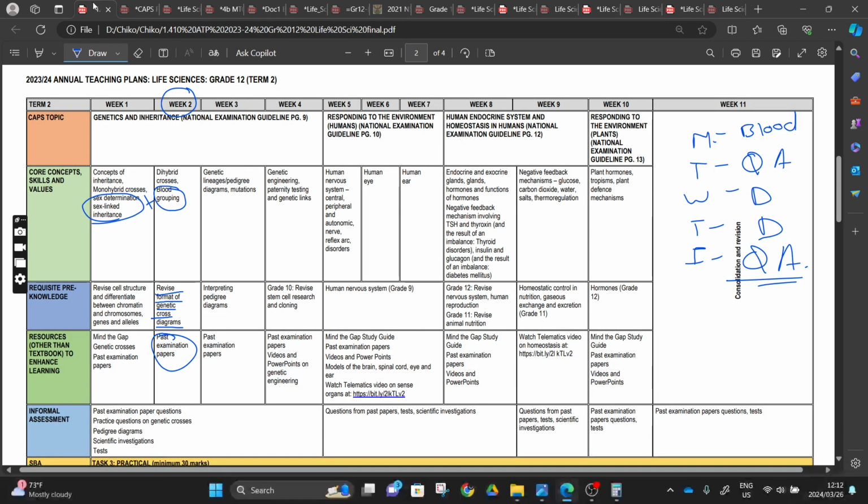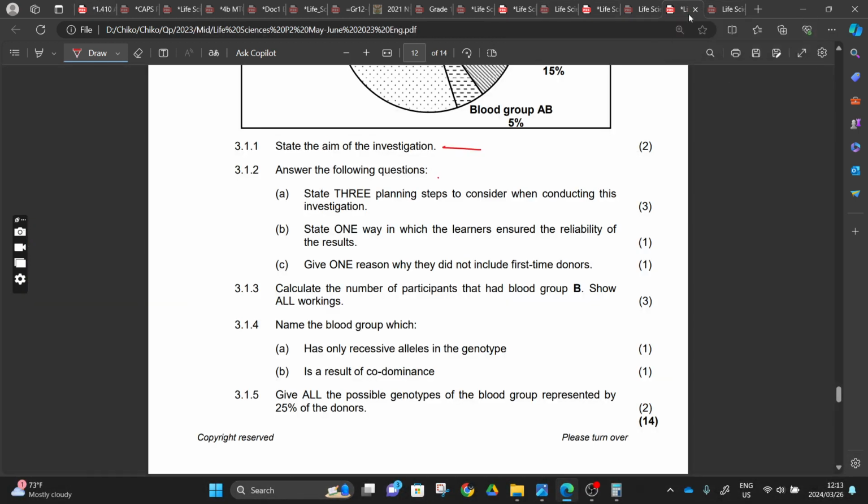Let's see, past question paper, video, and the same information. We have to do scientific investigations. And then you'll do a test, and then you'll do a pedigree, and this one is an informal assessment. Either you can do a practical question on genetic crosses, or you can do past exam question papers. Then this question here we'll do when we do a scientific investigation. Let's agree on that.